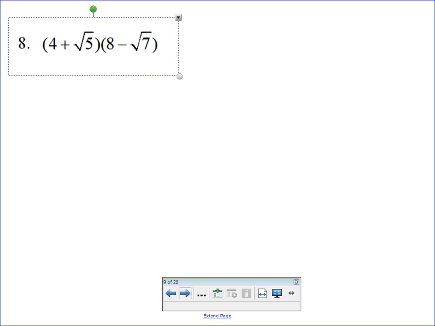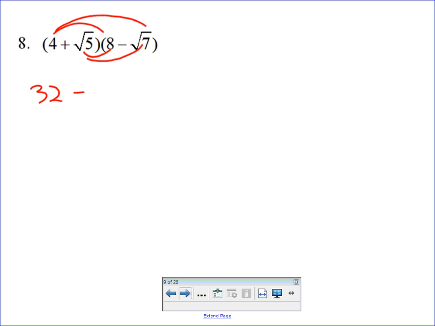Number 8 is just another foiling problem. So 32 minus 4 times the square root of 7 plus 8 times the square root of 5 minus the square root of 35. There are no like radicals, so believe it or not, that is your final answer. You just FOIL it. No like terms to combine, so we'll leave it alone.